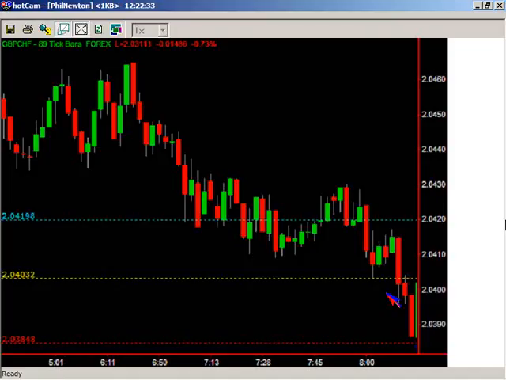It could be 1 pip, half a pip, it could be 10 pips, 20 pips, and the pullback ultimately may not develop. You know, we could get a runaway market. In that case, we just have to let it go. We haven't had a trading opportunity.